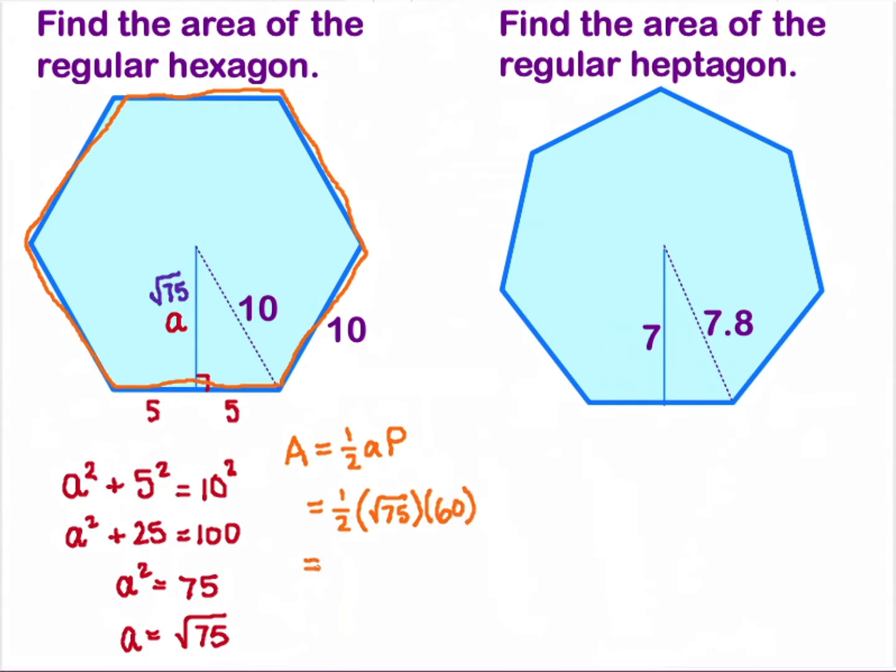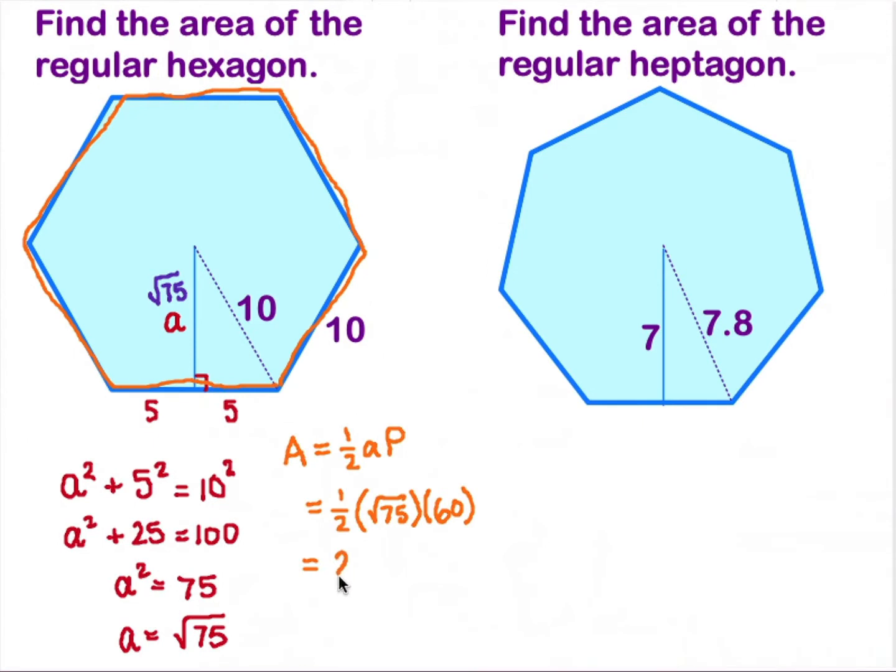And now I just want you to type that in as the square root of 75. So we're going to take 1/2 times the square root of 75 times 60. And I'll round that to 2 decimal places, I think. 259.81. That's area, so square units. We'll try another one just to make sure you've got this.